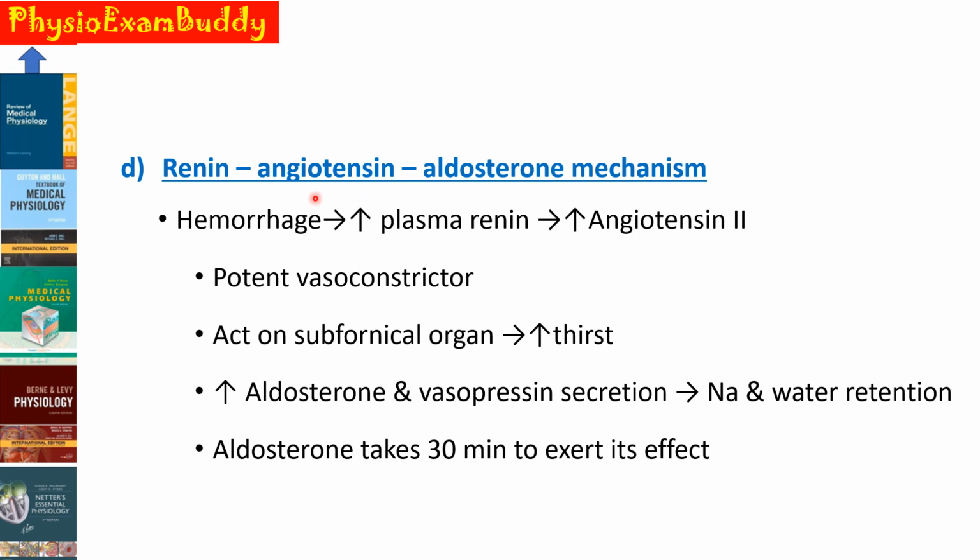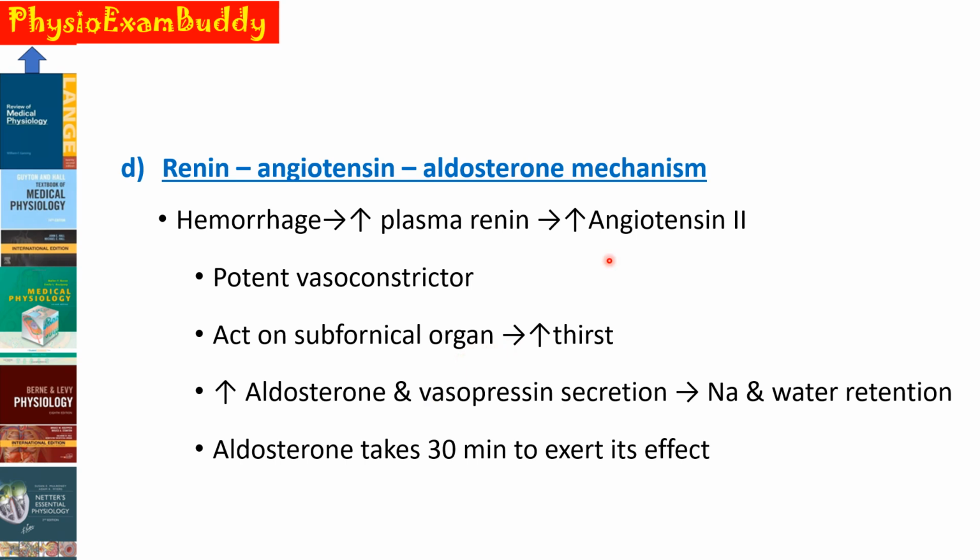Next is the renin-angiotensin-aldosterone mechanism. Because of the hemorrhage, there will be an increase in the plasma renin activity, which increases the level of circulating angiotensin 2. And this angiotensin 2 is a potent vasoconstrictor which helps to maintain the blood pressure. Angiotensin 2 also causes thirst by its action on the subfornical organ, and the ingestion of fluid helps to restore the ECF volume.